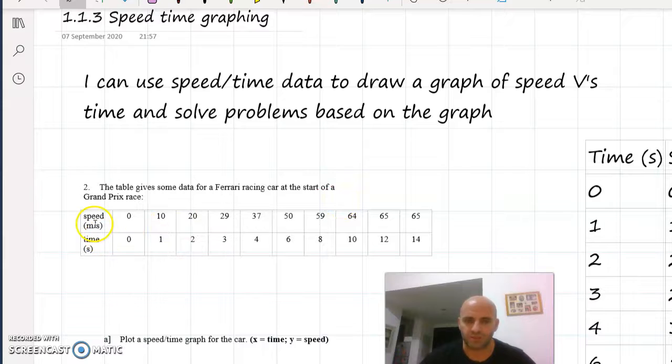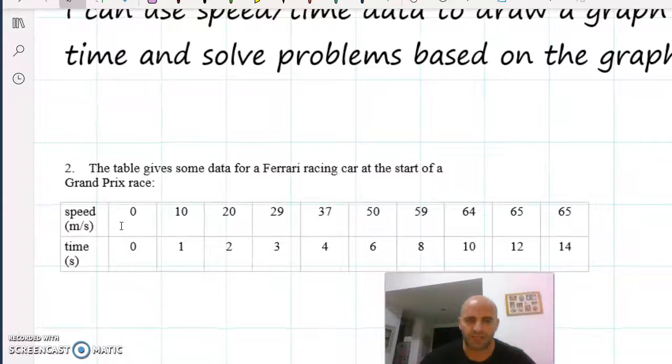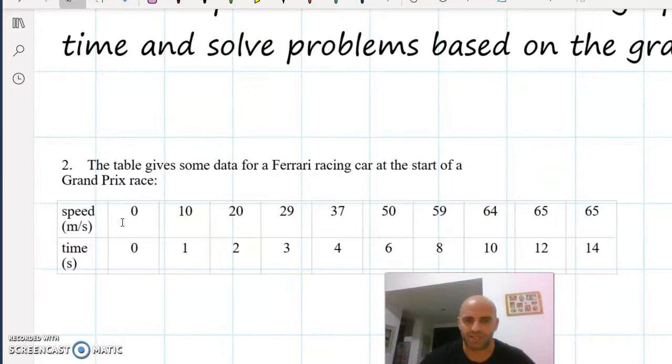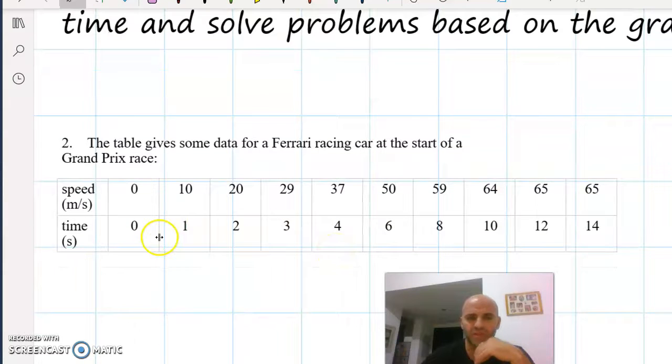The first thing is it gives us a speed in meters per second, and it gives us time in seconds. But if you notice how the numbers go up, the speeds start off nice and even, 10, 20. Then it goes down a small little bit, 29 at 3 seconds, 37. So you can say it's not exactly even. Another thing to watch out for is the time axis. If you look at the times you're given, you're going 0, 1, 2, 3, 4, then it skips 5, goes to 6, and after that we start counting in 2s. So it goes 6, 8, 10, 12, 14.